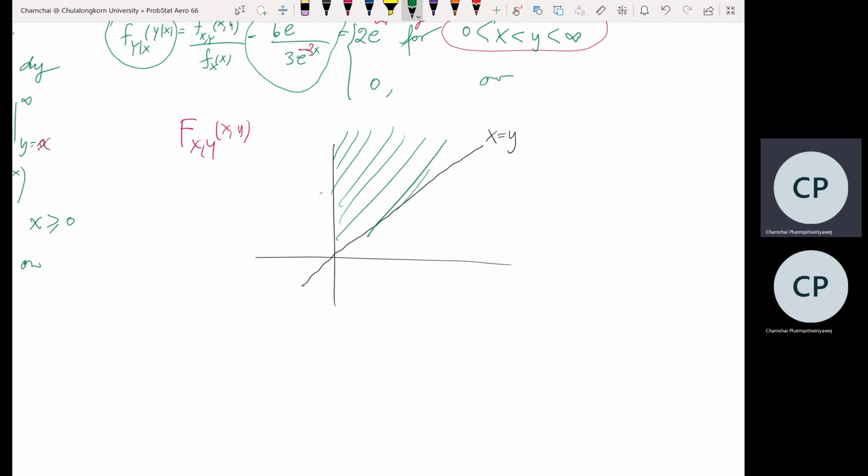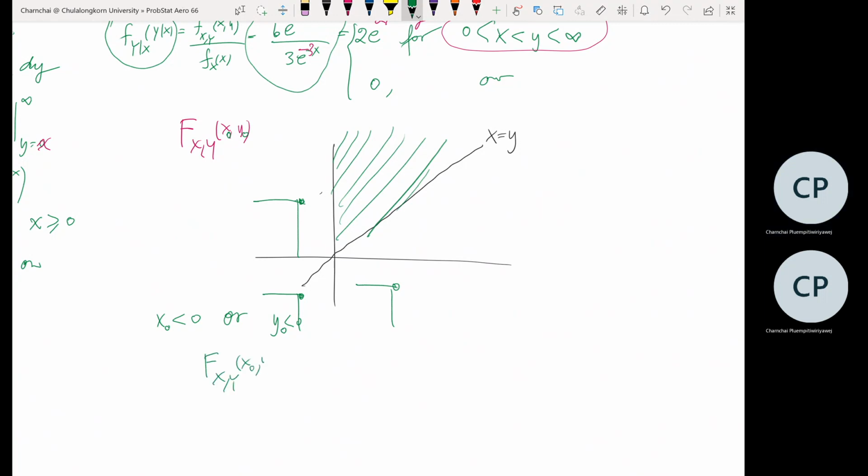So what's the first case? The first case is where x naught, y naught, okay? If x naught is less than 0, or y naught is less than 0, these are all here, right? And you're integrating here, so you get F of x naught, y naught, the CDF, is going to be 0. Okay.